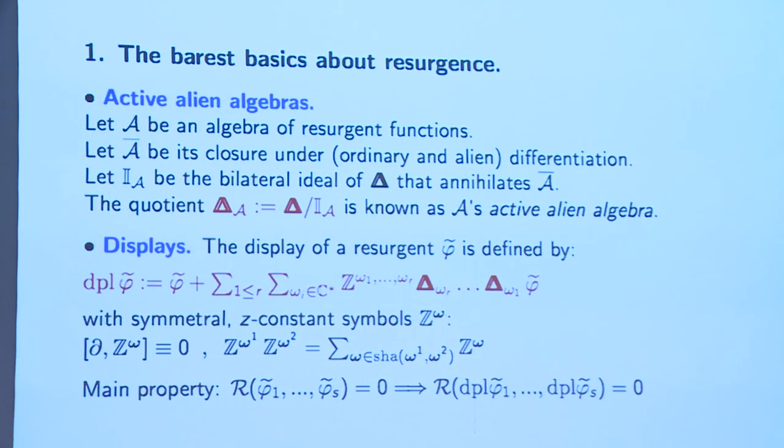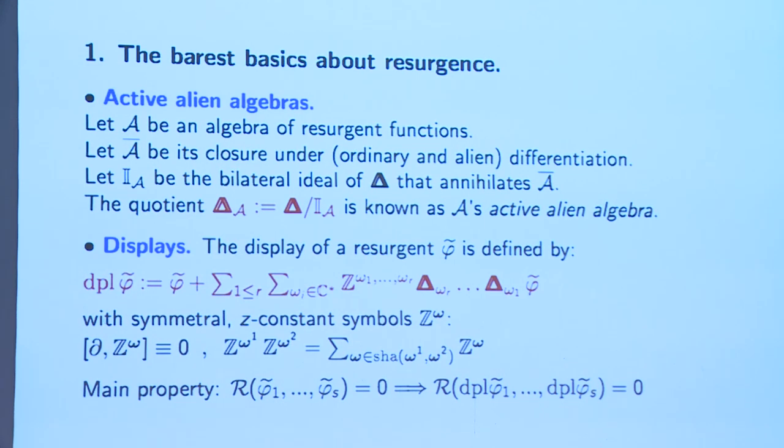And the thing is that although on their own, alien derivations are totally free, totally unconstrained, in concrete situations they are anything but free. Most of the time, they actually turn out to be isomorphic to algebras of ordinary differential operators. So we'll see many instances of that. And then there is the display. As you can see on the formula, it is a sort of alien Taylor formula.